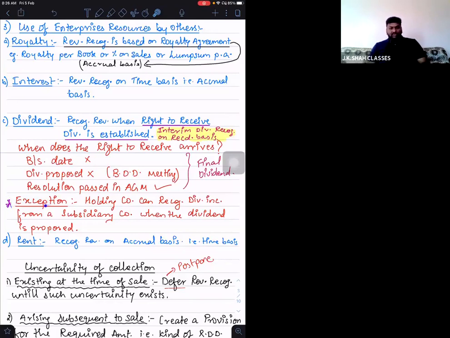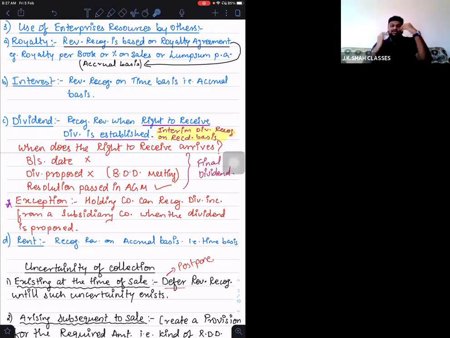What is the exception over here? Exception means these rules will not be applicable on this point. What is the exception? Holding company can recognize dividend income from a subsidiary company when the dividend is proposed. So if a holding company is expecting dividend from the subsidiary company, the holding company can immediately record the dividend when it is proposed in the board of directors meeting. So holding company will not wait till the resolution is passed in AGM.